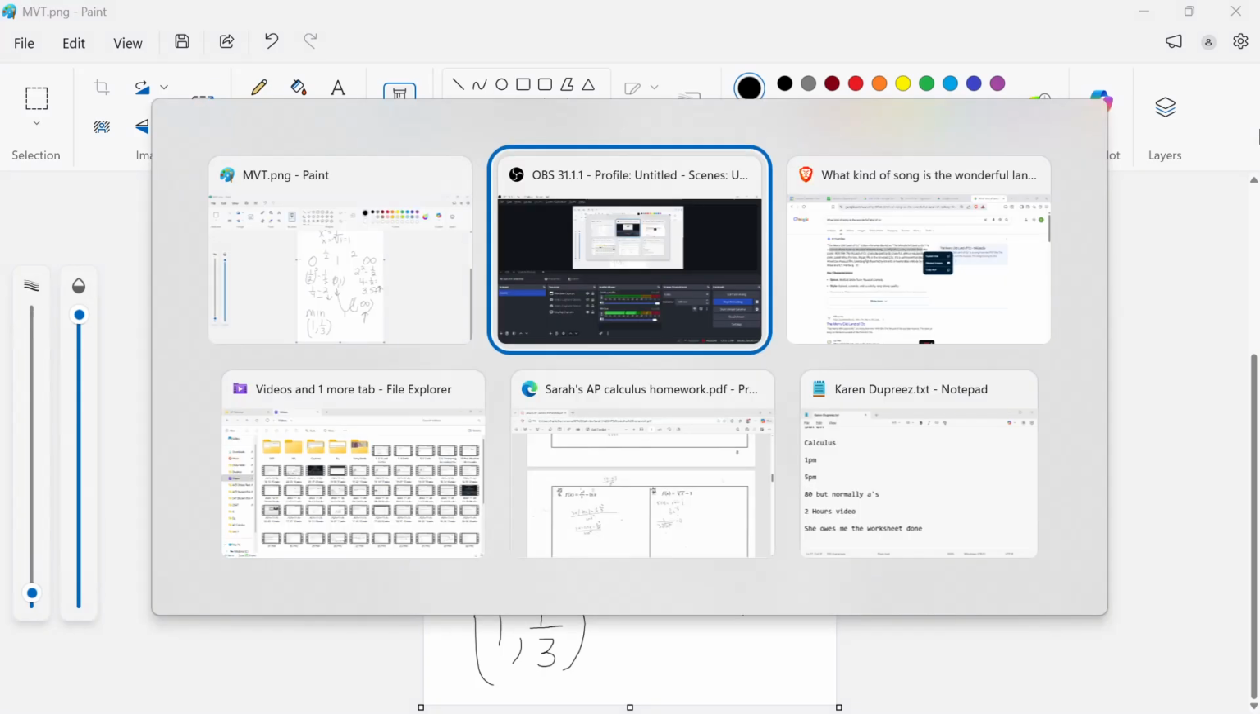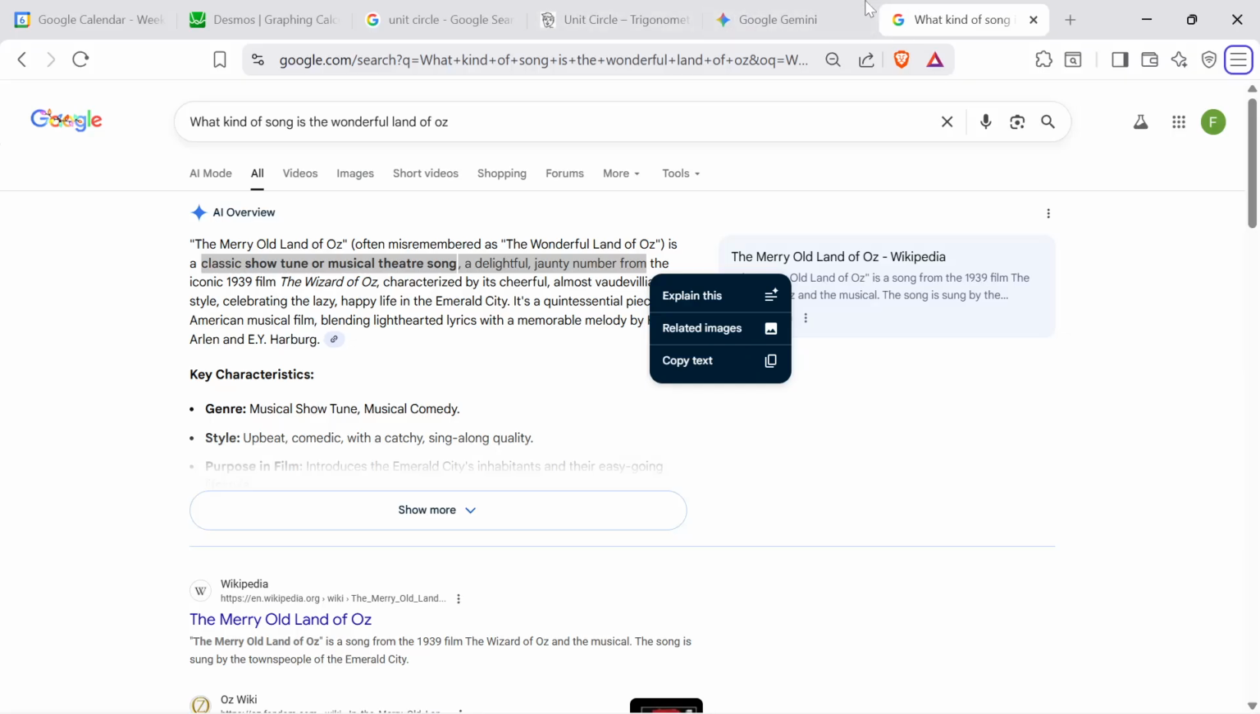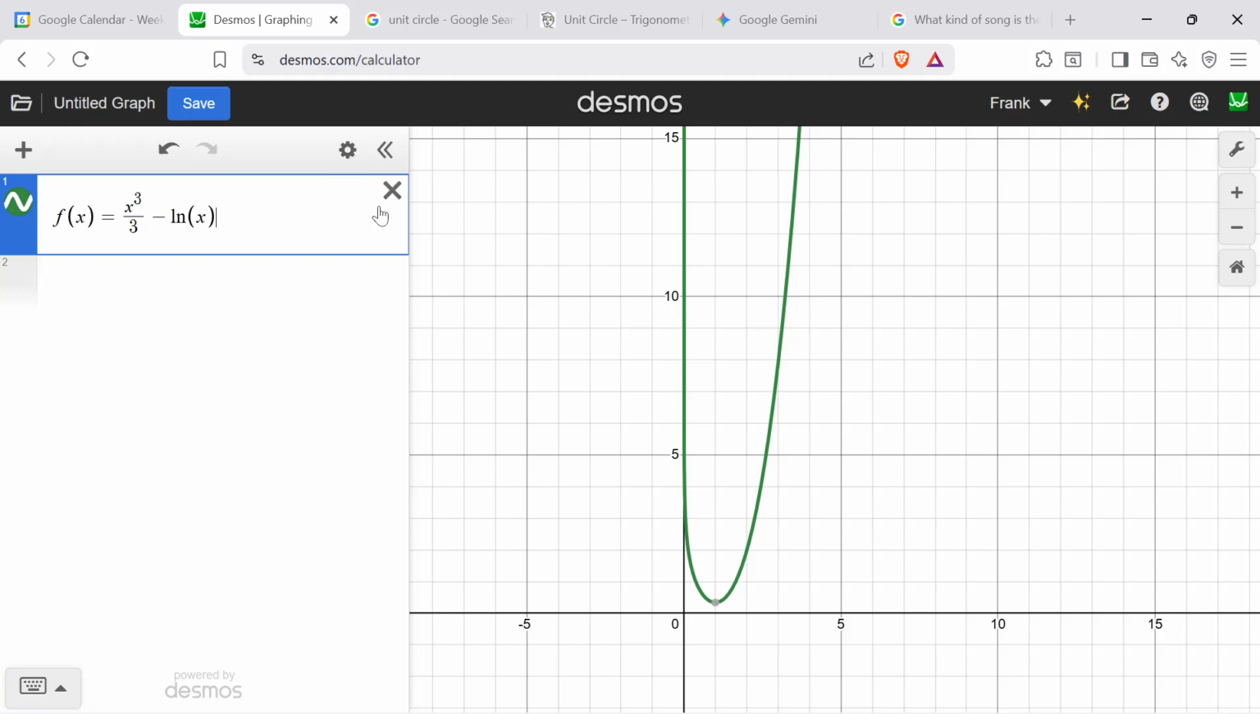And now I'm going to graph this somewhere, if I can find Desmos here. Yeah, x cubed over 3 minus log of x. And I can see that at 1, it's a minimum, and it's decreasing from 0 to 1 and increasing from 1 to infinity. So very good.